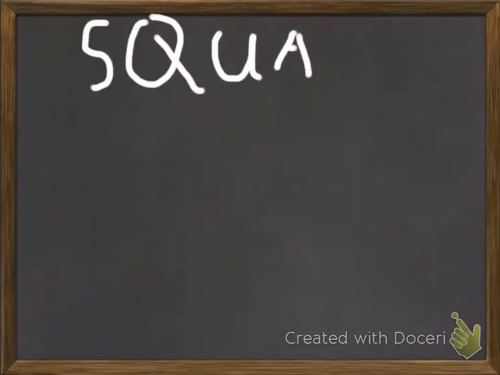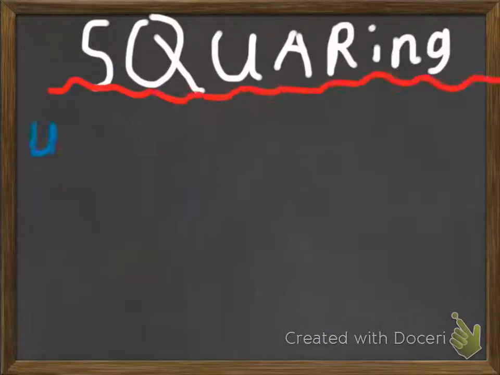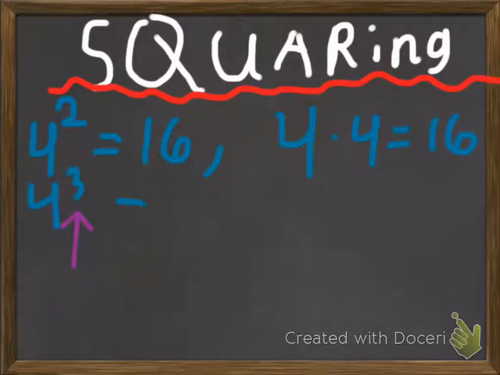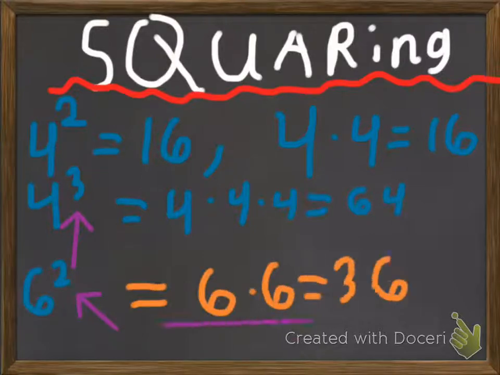Okay, now we're going to do squaring. It's like 4 to the second power, 16. If it's second power, it's like 2 4s. So, as you see, 4 to the third power means 3 4s. 4 times 4 times 4 equals 64.